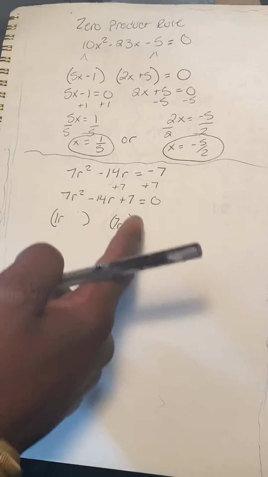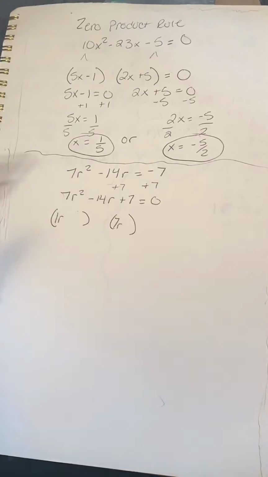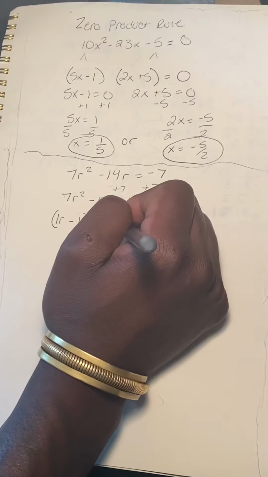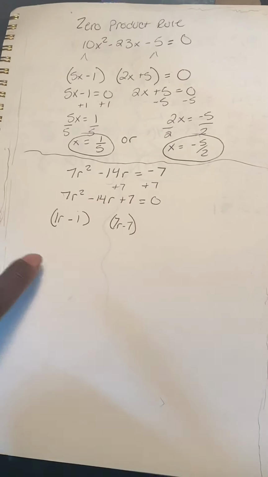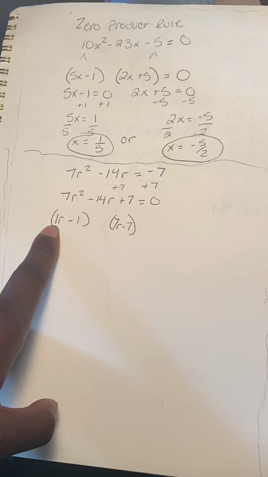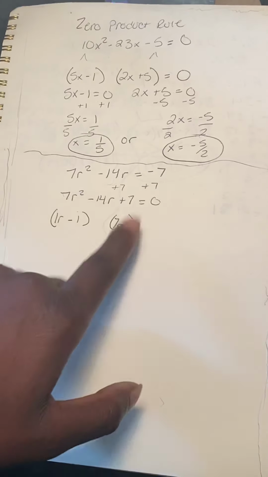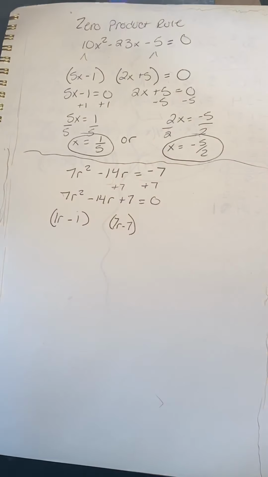And then when I look at this 7 right here, I know originally it was a negative number, but it became a positive. So here I'm going to say -1 and -7. So here's my breakdown right here. I have 1r minus 1 times 7r minus 7. And again, excuse me for writing the parentheses so small.